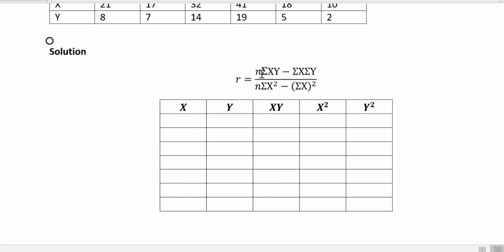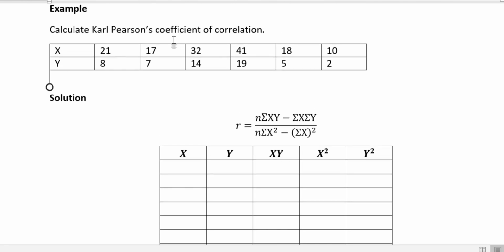Now in this formula, n refers to the pairs of observations. In this case, we have 1, 2, 3, 4, 5, 6 pairs of observations. So our n is 6.